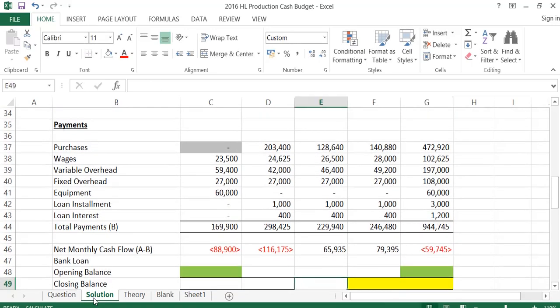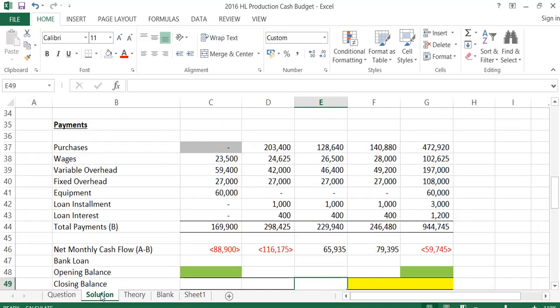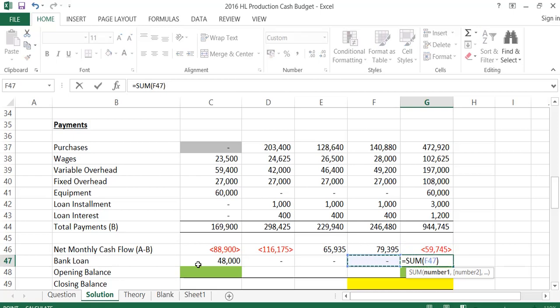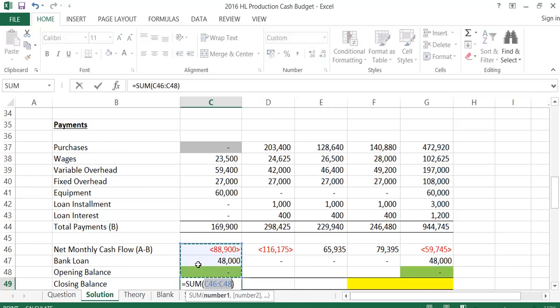Then my bank loan. I got a bank loan in July and the bank loan was 48,000. I can see that here, the loan of 48,000 in July, so that will go in there. That will be some additional cash. And I didn't get a loan in any other month, so that will leave me with a total of 48,000. My opening balance, I'm going to have a 0 opening balance because the company is only set up in July. So 0 will go in July, and then the same amount always goes in the total column, which will be 0. And to get my closing balance, I just have to add these down.